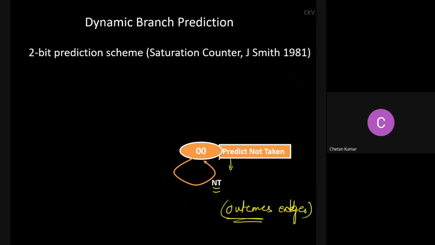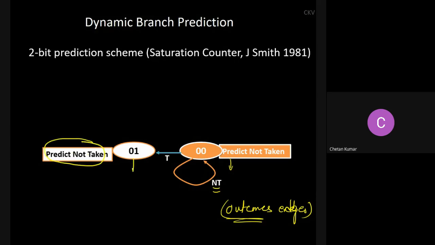Now I have to come up with another state which will tell me that the prediction is wrong once. Okay, but I'll still predict what? Even if it is wrong once, will I predict that the branch will be taken or not taken? I'll predict that the branch will not be taken, but I should somehow know that last time's prediction was wrong. How do I know that? Will that happen if I remain in the same state? It will not. So I have to define one more state which will tell me that the prediction was wrong once. So here also I'll predict not taken only, but the state is different.